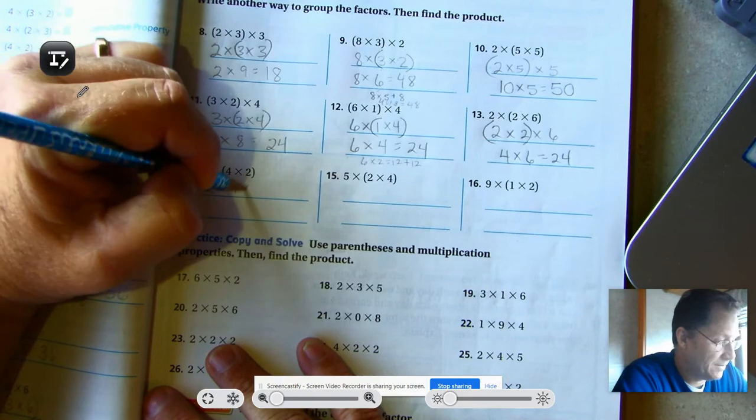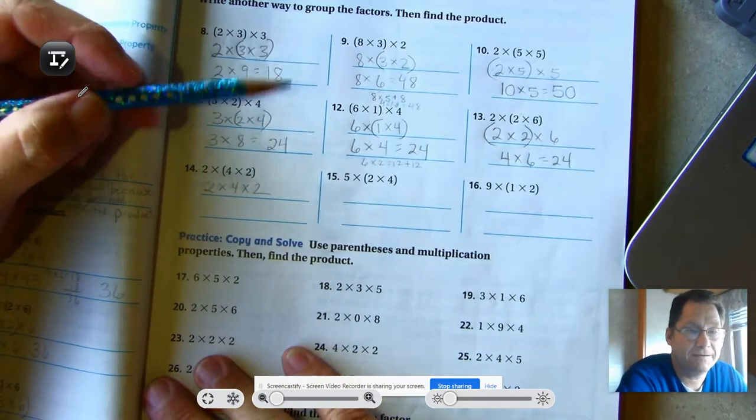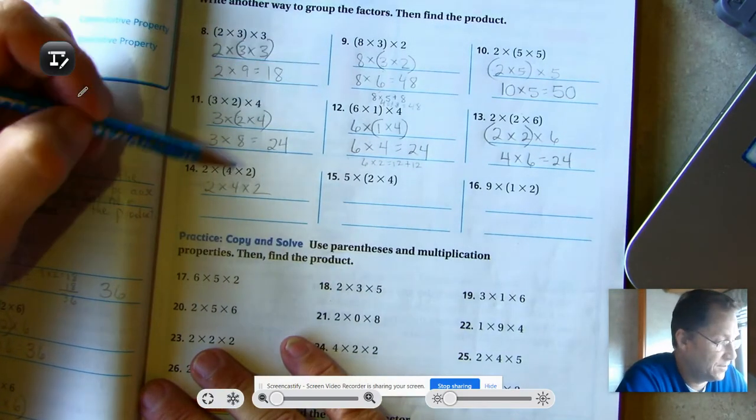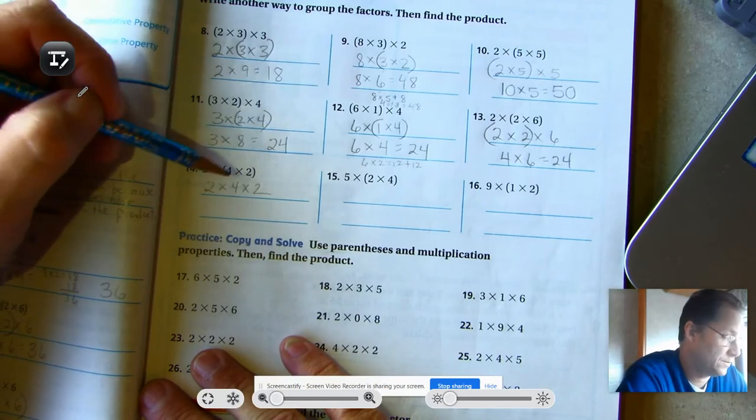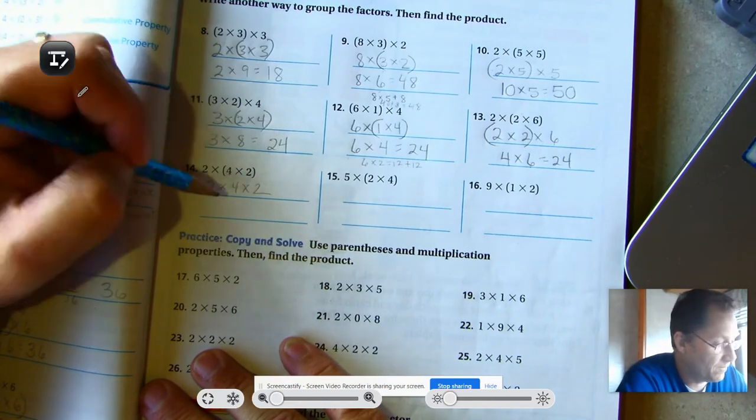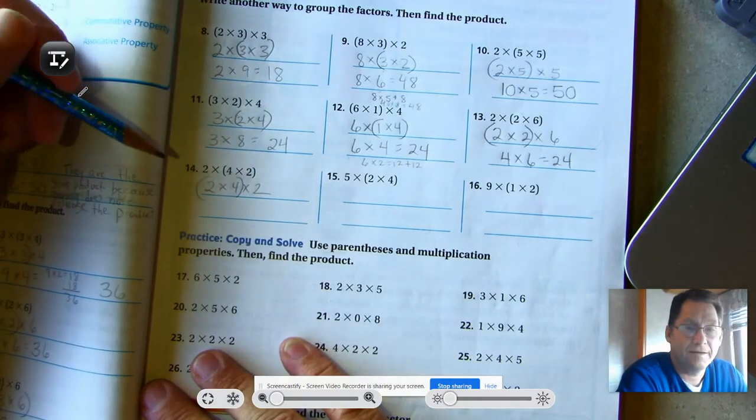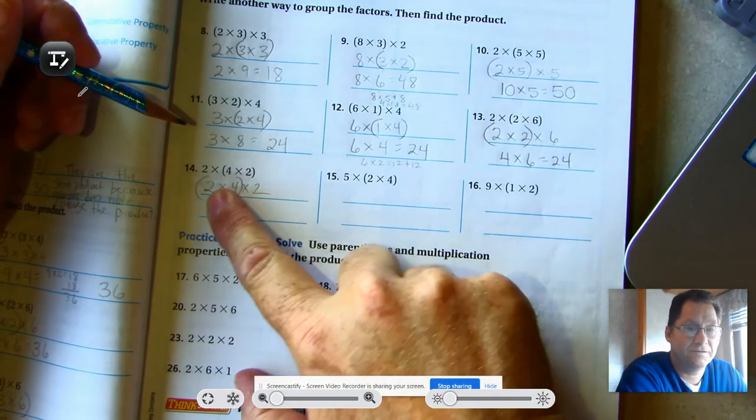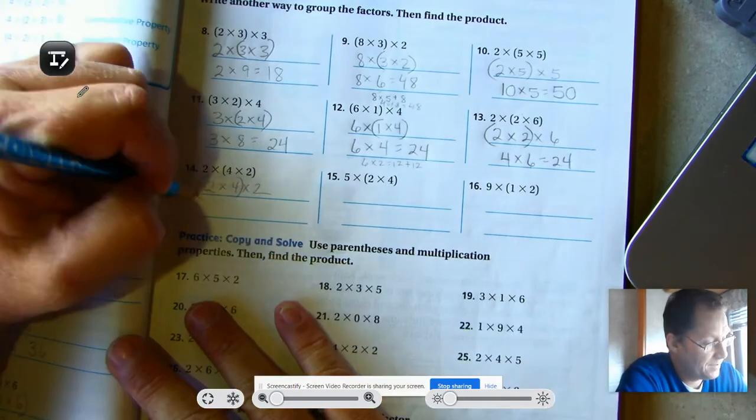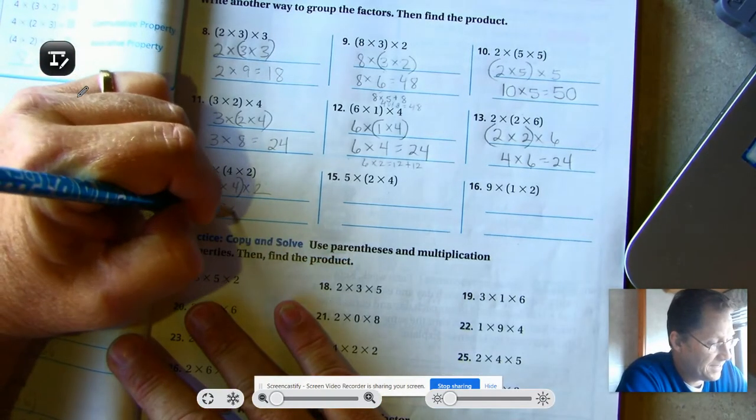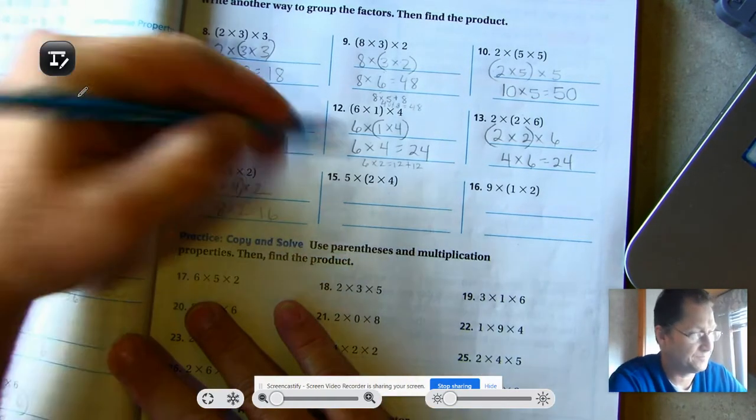2 times 4 times 2. Associative property again says that it doesn't matter which way we group our factors, we'll still wind up with the same product. And this one doesn't change anything because we're still grouping 4 with 2. So 2 sets of 4 is 8. 8 times 2 is 16.